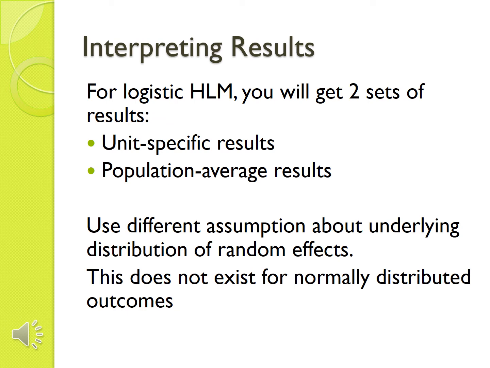So, interpreting your results. For logistic HLM, you will get two sets of results in HLM7. You will get unit-specific results and you will get population average results. Those use different assumptions about the underlying distributions of the random effects. And this does not exist for normally distributed outcomes. This is a unique thing for your logistic HLM.